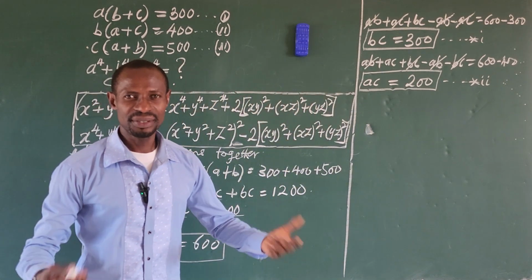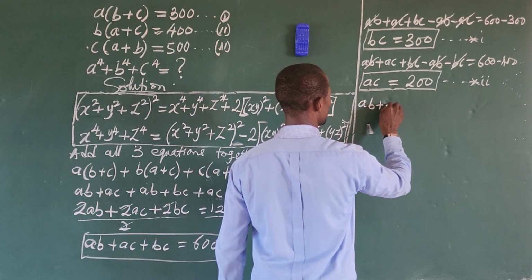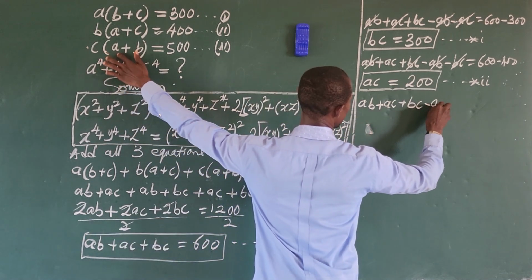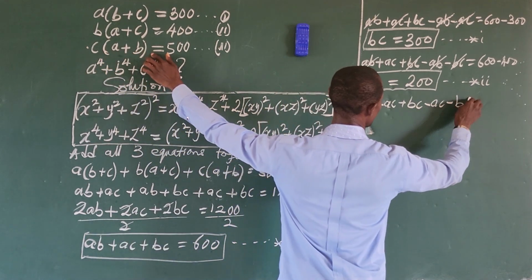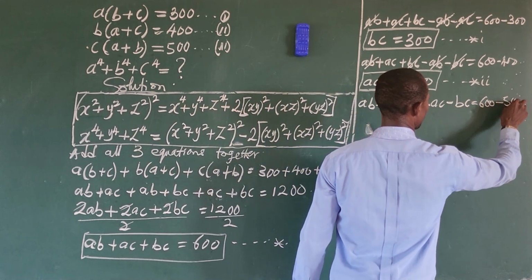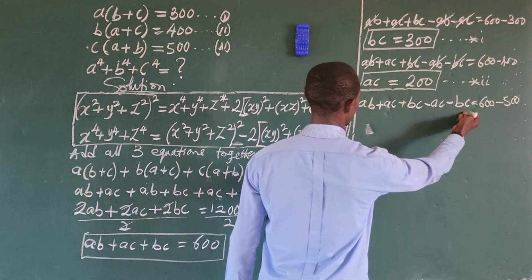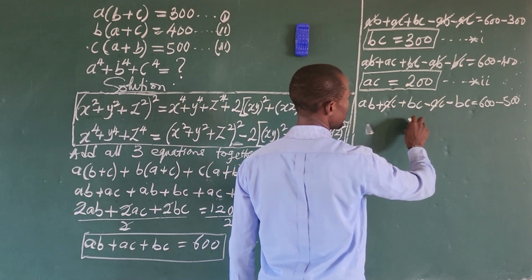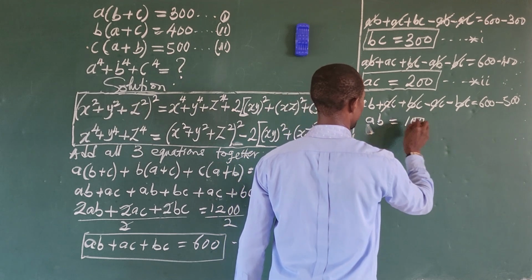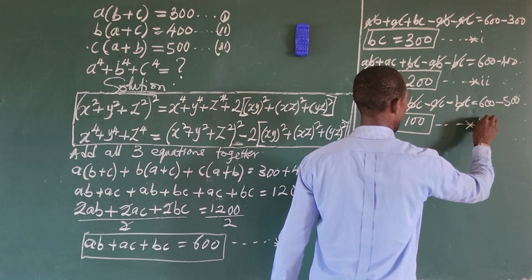Easy. We do the same thing for our third equation. So our solver equation again, AB plus AC plus BC minus this is going to give us minus AC minus BC equal to 600 minus 500, right? Good. We don't have AB here, but here we have AC. AC will go with AC, BC will go with BC. So we now have AB is equal to 100. Wow. Let's give this equation star III.